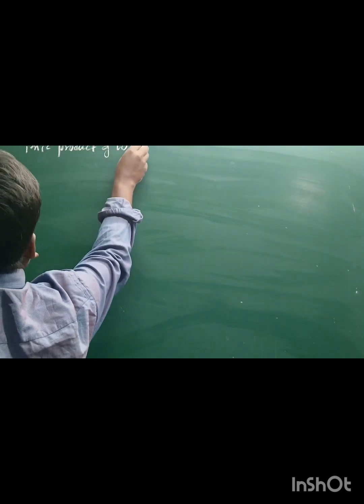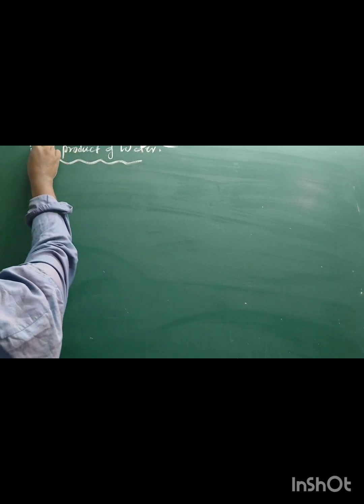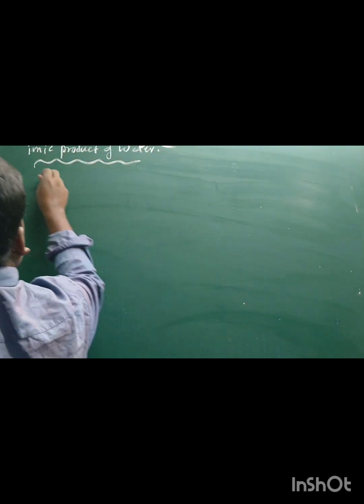Now we would like to discuss one more concept, the ionic product of water. It is denoted by the symbol Kw.